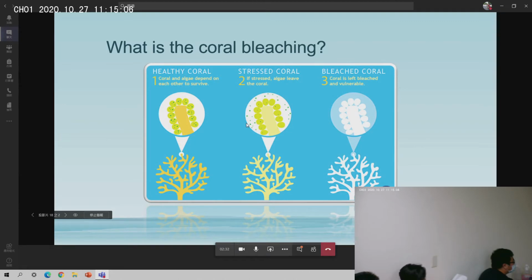What is coral bleaching? First, we can see this is healthy coral, bright, with symbiotic algae on it. Second is stressed coral. When seawater temperature is rising or the environment is changing, we can see that the symbiotic algae is moving out of the coral. And third, bleached coral: the coral is white and there is no symbiotic algae. If the environment does not improve, the coral will die.